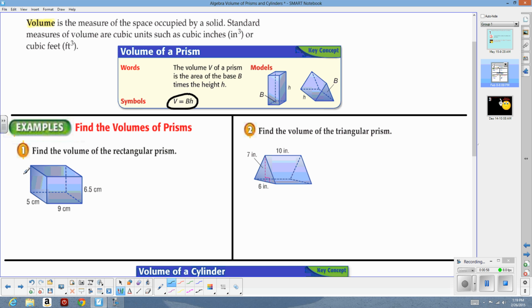So if I want to find the volume of this rectangular prism, I'm going to start out by writing volume equals big B H. And since the base of this figure is a rectangle, in place of big B, I'm going to use length times width. So volume equals length times width times height. So in this case, it's going to be 9 times 5 times 6.5.